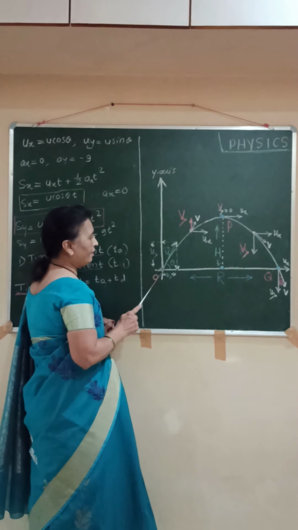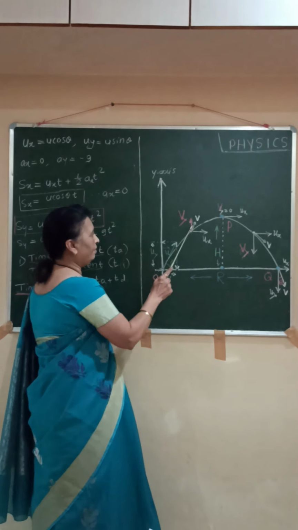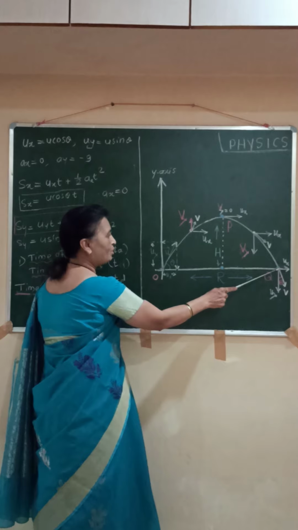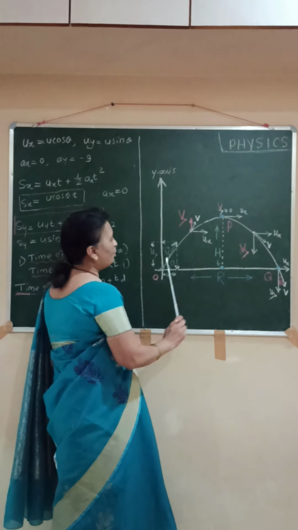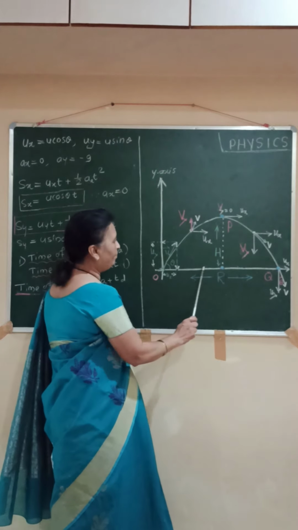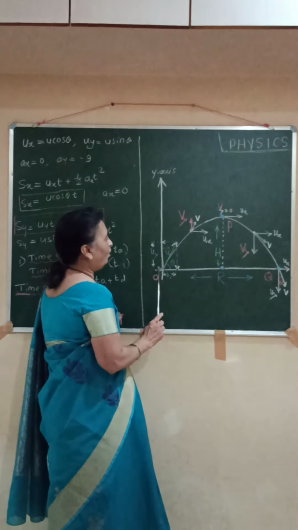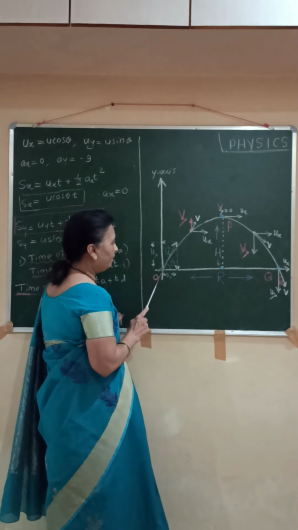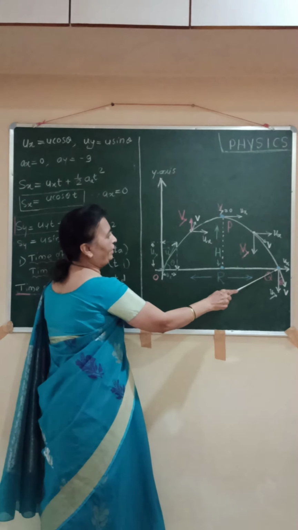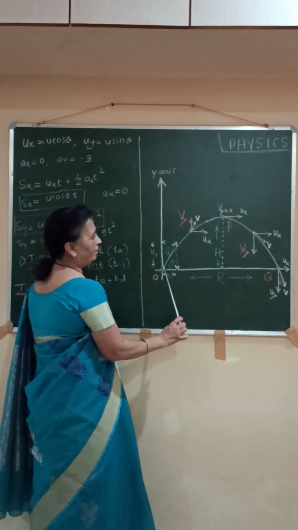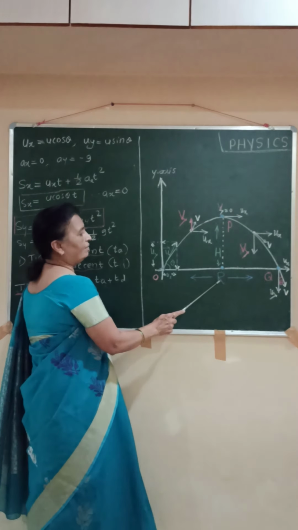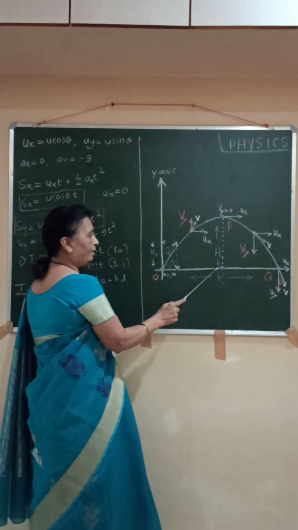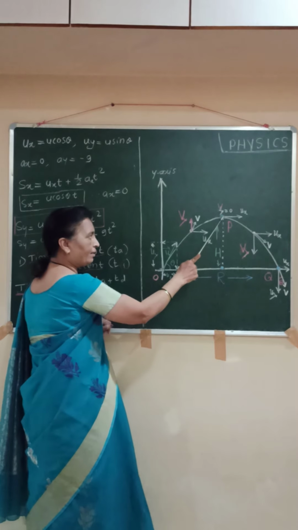When the projectile is projected from point O in the xy plane, it travels in the xy plane and again comes to the ground. That means it comes to the horizontal level. So the maximum horizontal distance travelled by the projectile from the point of projection to the point where the projectile comes after covering its entire trajectory, that is known as its range. During its motion, at a particular time, the projectile will be at maximum height.